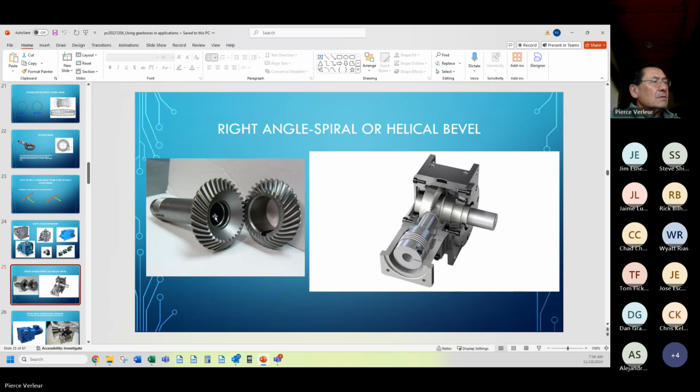Here, going through this gear set, we turn the 90, but the speed stays the same, the torque stays the same, other than the decrease due to the efficiency of the gear set itself. Often these are called miter boxes.